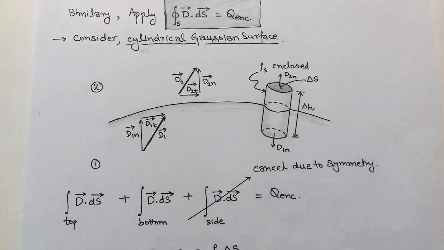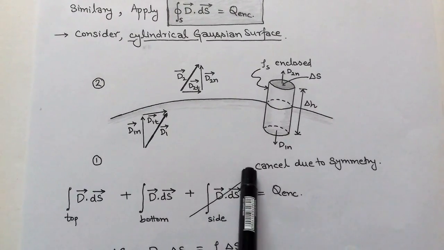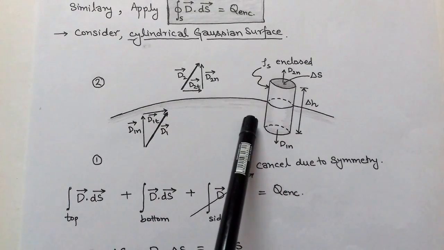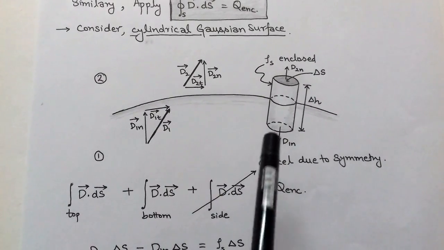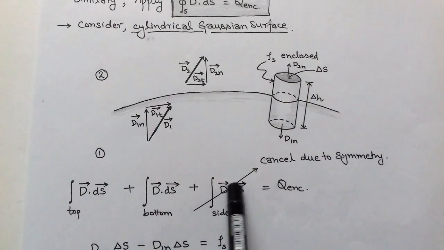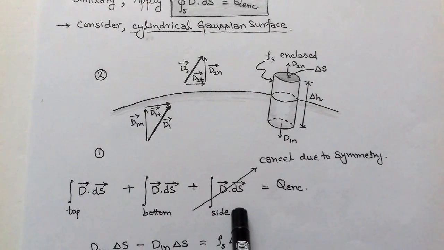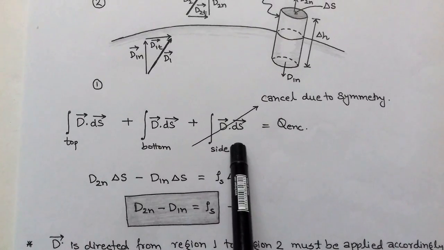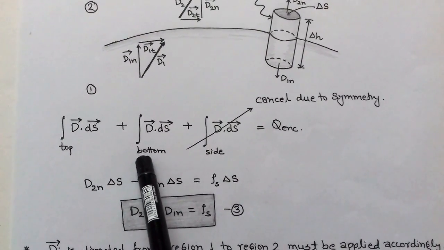Here the surface integration of the curved surface, that is the side one, is 0. This is due to the symmetry of this cylinder. As we move on the surface of the cylinder, we have the symmetry. Due to that symmetry, if we take a surface integration, it tends to 0. So we cancel this term. So the remaining part is surface integration of top and surface integration of bottom.